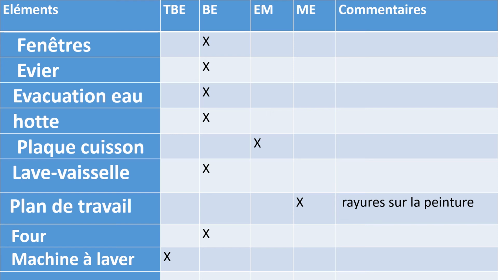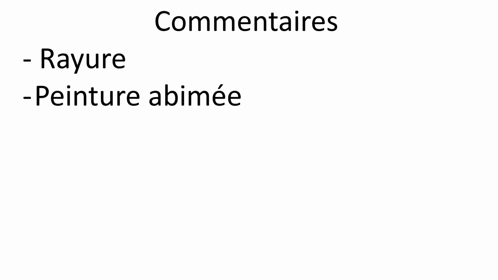And here on the plan de travail it says quelques rayures sur la peinture, a few scratches on the paint, and that has to be mentioned. So what kind of things can you put on as a commentaire, as a comment? Well, rayure, if you see one, rayure is a scratch. And maybe you've seen that the peinture is abîmée. Peinture is the paint, okay?